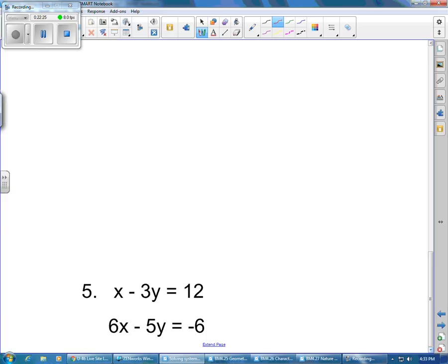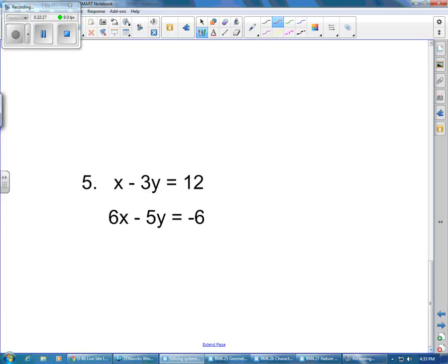Number 5, I wanted to make sure that I went over with you, because neither one of the equations has a variable isolated. Neither one of them says x equals some value or y equals some value. So I want to make sure that I get one of the variables telling me what it is equal to, so I'm going to solve for one or the other. I'm going to pick the easy one. If you have a variable that doesn't have a coefficient, that's the easiest one to isolate. So I'm going to pick this top equation. I've got x minus 3y equals 12, and I want to get the x all by itself.